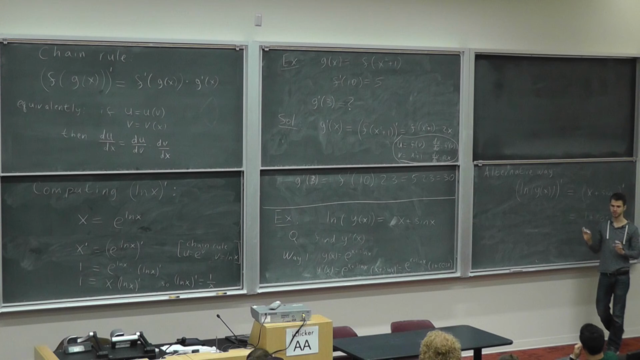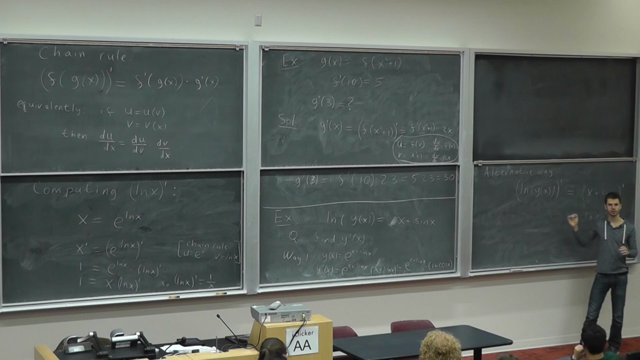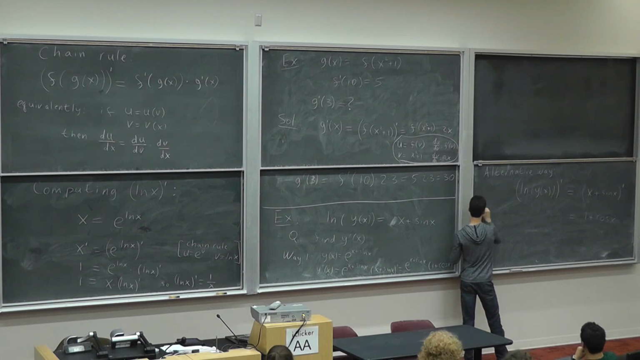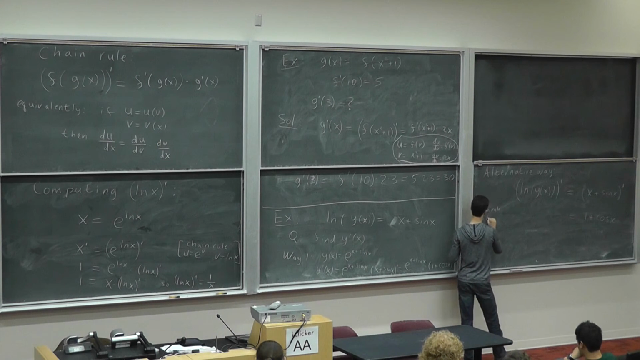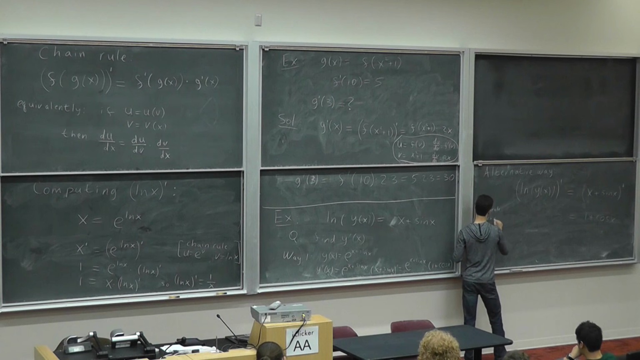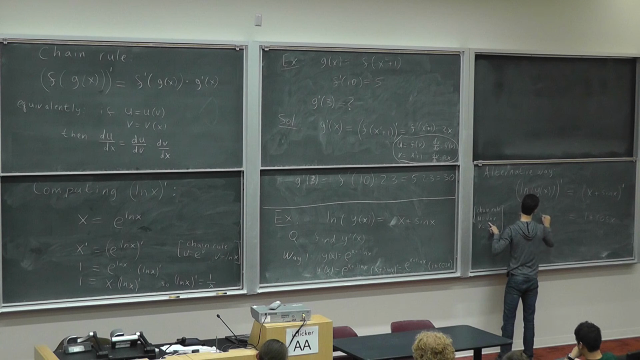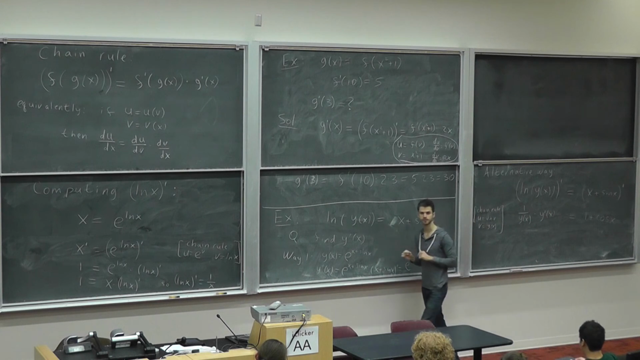I don't have any powers. I just have a composition of two functions, one ln and another function y of x. The chain rule. So here I apply the chain rule with u being ln of v and v being y of x. So the answer is going to be derivative of logarithm is 1 over its argument. Derivative of y of x, well, I'll have to leave it as y prime of x.